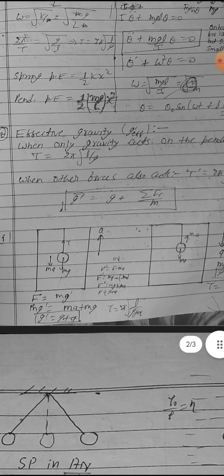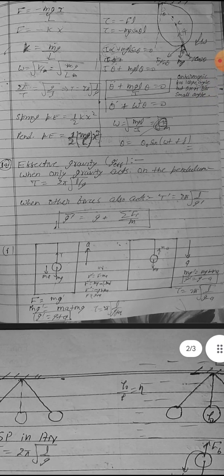Now next is effective gravity. What is effective gravity? Effective gravity is basically the net gravity. For example, when only gravity acts on the pendulum. Suppose there is a pendulum and only gravity we are considering, then time period is given by 2 pi into under root L by g. But suppose another force also acts on it. So due to the other force, the body will be accelerated. So net gravity or net acceleration would change. So let's talk about it.